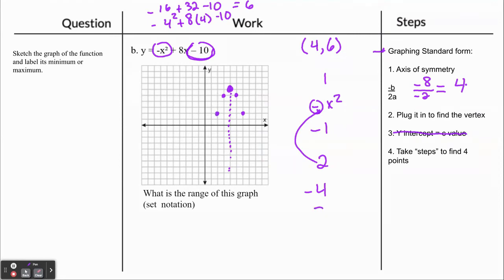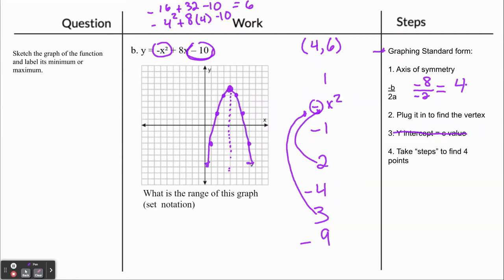And again, just for good measure, I'm going to plug in 3 here, because if I wanted to see 3 steps to the left and right, I'm going to get 3 squared, which is 9, and it is negative. So 1, 2, and 3. I'm going to go down 9. So 1, 2, 3, 4, 5, 6, 7, 8, and 9. 3 steps, 1, 2, and 3 to the left. Down 9. 1, 2, 3, 4, 5, 6, 7, 8, and 9. And boom, we're graphed.